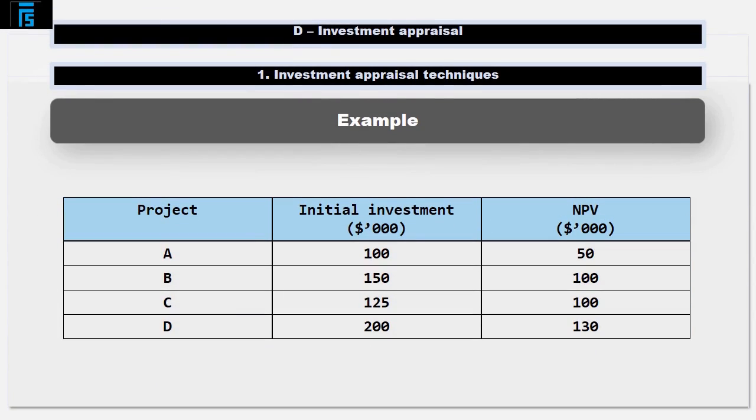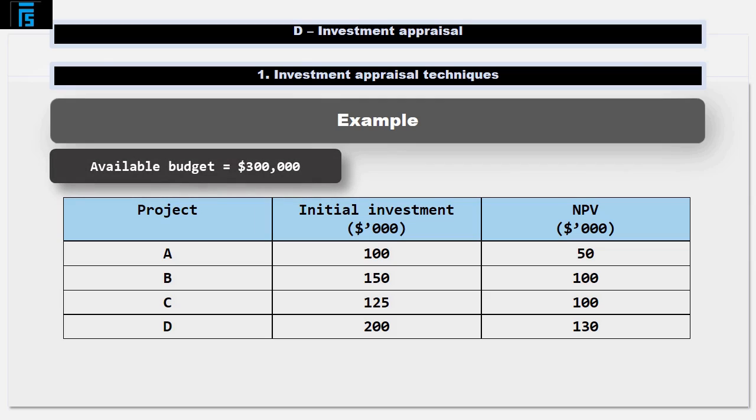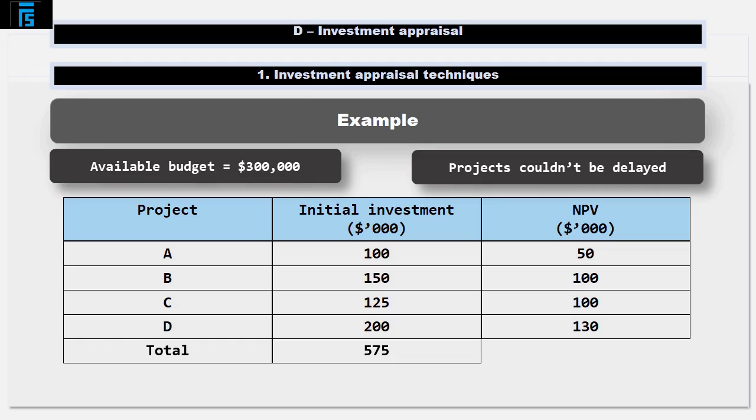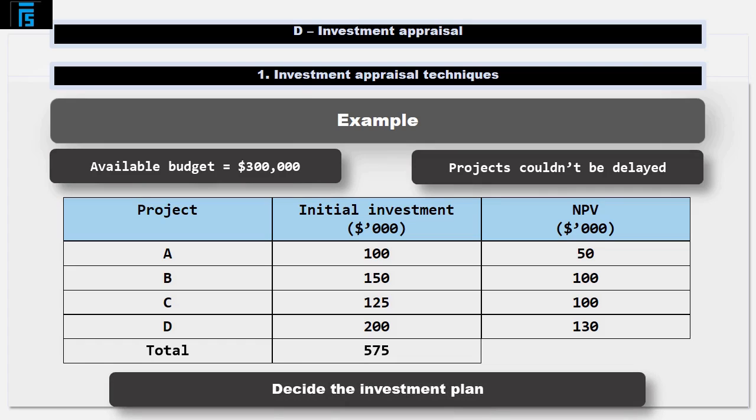Let's work with an example. Suppose the company's identified 4 projects with the following profiles. Now suppose it only has $300,000 to spend. It can't do all the projects, as this would cost a total of $575,000. Assuming that the projects couldn't be delayed and all avenues for finance have been explored, let's consider how it will decide what our investment plan will be.